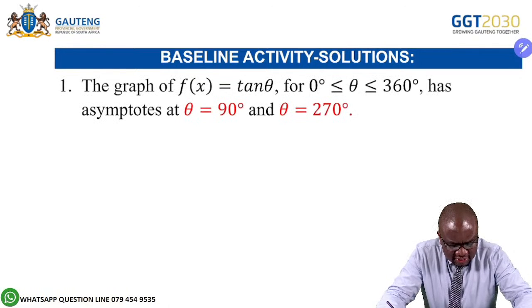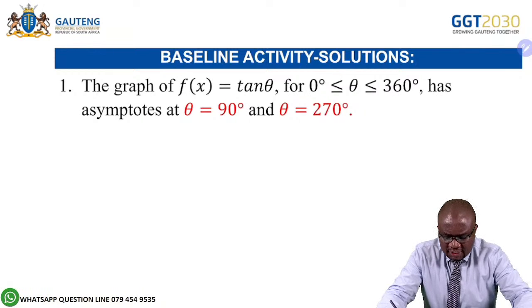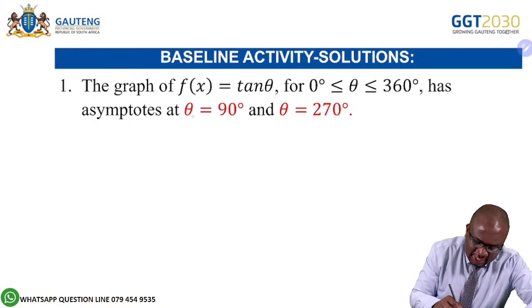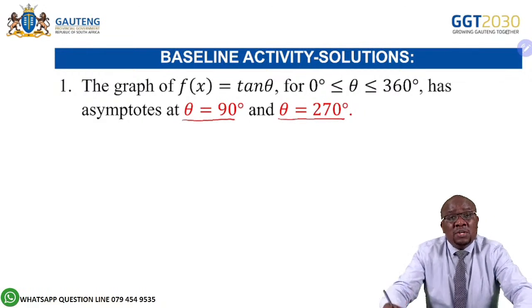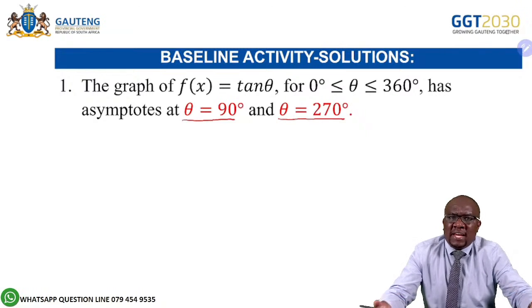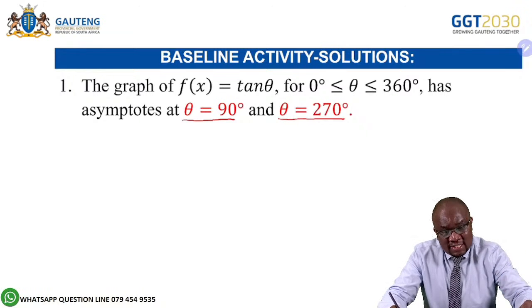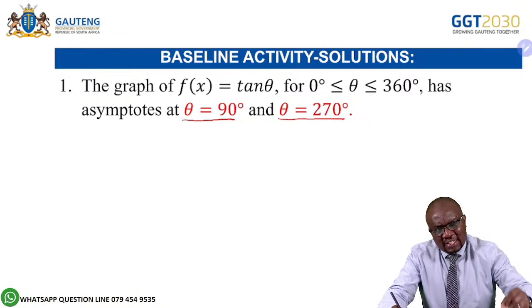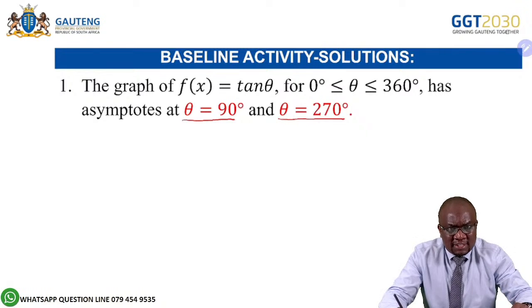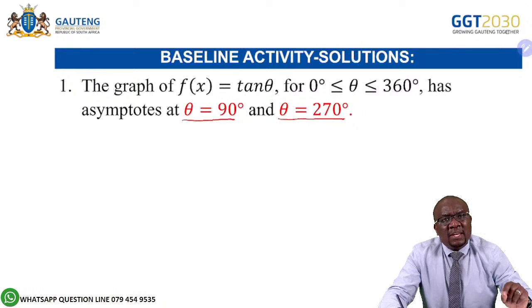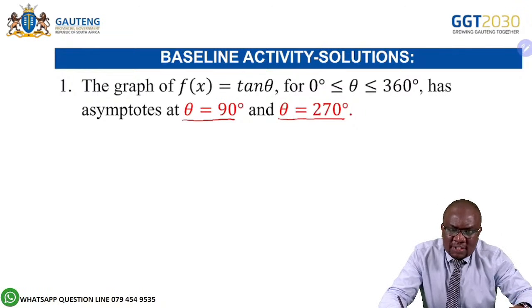Let's look at the answers now. The graph of tan theta for our domain from 0 to 360 degrees has asymptotes when theta is 90 degrees and when theta is 270 degrees. Remember, theta can be x, it can be any other variable. So at 90 degrees there is an asymptote, and at 270 degrees there is an asymptote. It is very important for you to know this. Please write it down. We are going to be using this as we are sketching our graphs.